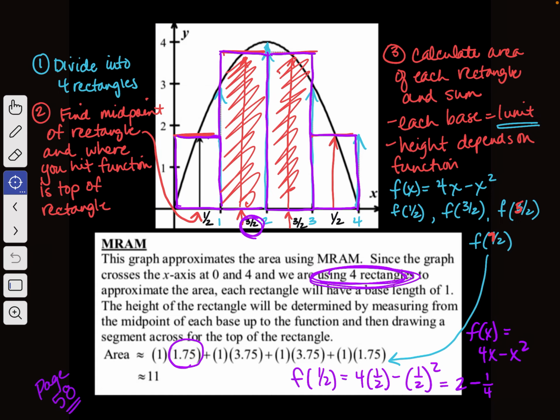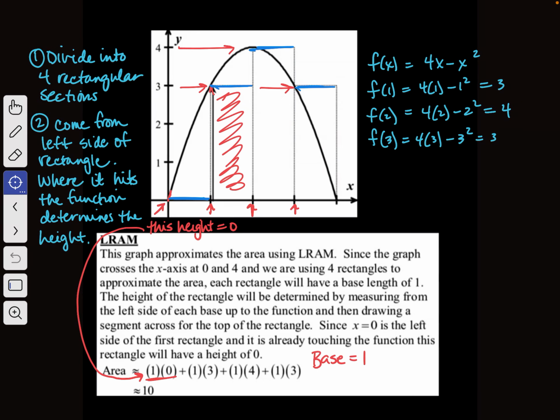Okay, here's the LRAM. I think I skipped too many pages. Very similar, except this time you're coming from the left-hand side of the rectangle. So the leftmost corner of our rectangles is what's going to hit the curve. In this first rectangle, it hits at a height of 0. And so that's why this first area has a base of 1 unit but a height of 0, and so that's 0. This next rectangle, if we evaluate f of 1, we get 3.